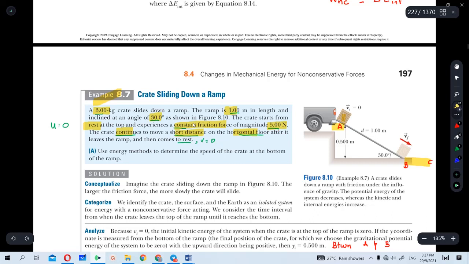So meaning that the whole distance that it has travelled is from A until the ground, and then on the flat ground continuing towards one point farther, which is C, for instance. So what happened then? It comes to rest. So we have a V final equivalent to 0. Now, the question, by using energy methods, it doesn't say work-energy theorem or conservation of energy, so it's up to us then. Find the final speed at the bottom.